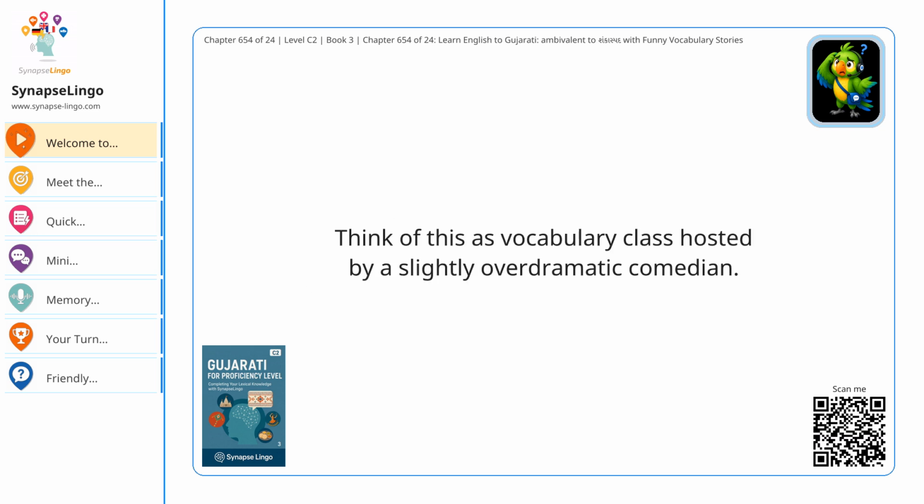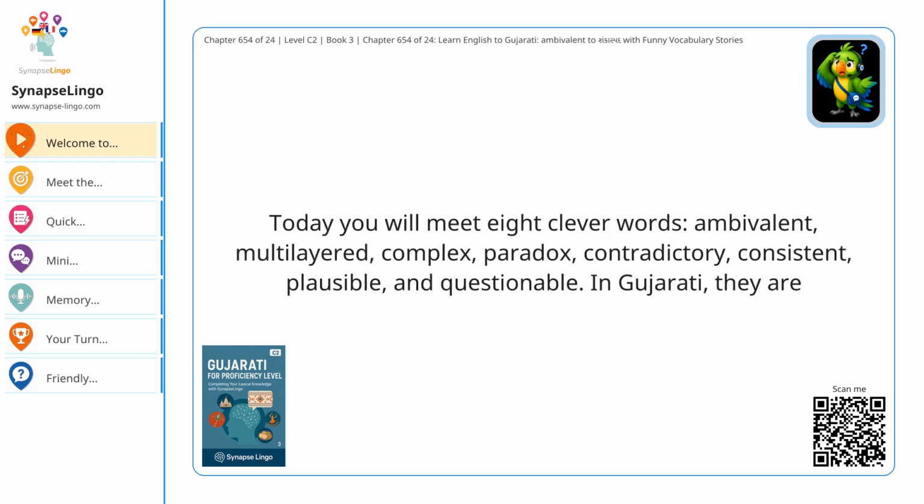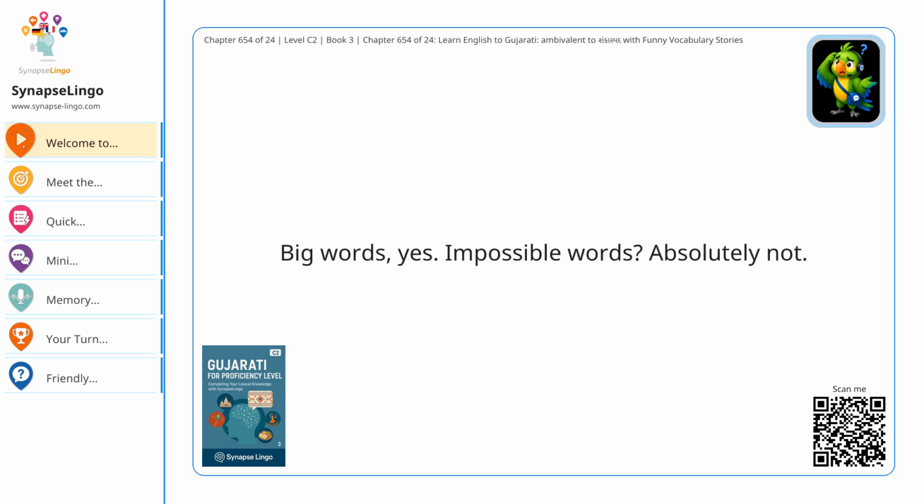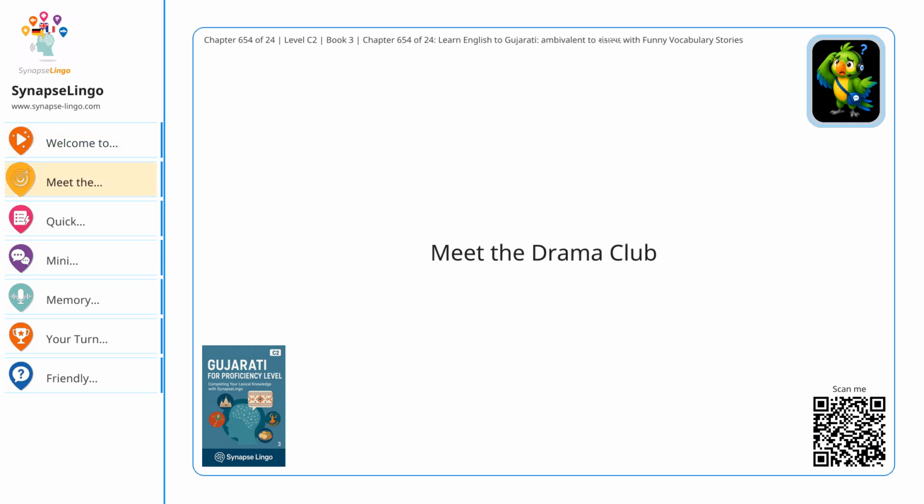Think of this as vocabulary class hosted by a slightly overdramatic comedian. Today you will meet 8 clever words: ambivalent, multi-layered, complex, paradox, contradictory, consistent, plausible, and questionable. In Gujarati, they are द्विधाग्रस्त, बहुपड़ीयु, जटिल, विरोधाभास, विरोधाभासी, सुसंगत, संभवित लागतु, and शंकास्पद. Big words, yes. Impossible words? Absolutely not. Meet the drama club.